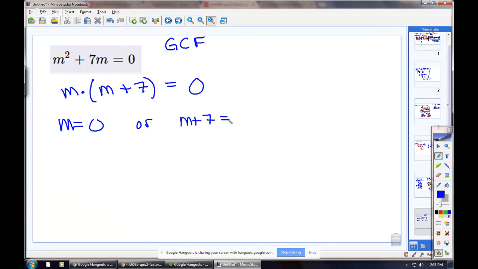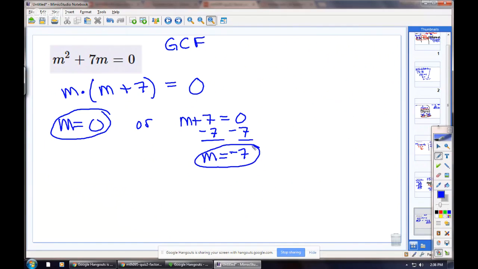This one is deceptively easy. Well, m is 0. There's one possible answer. Subtracting 7 from each side, I get m equals -7 as another answer. So I think I found 2 answers.